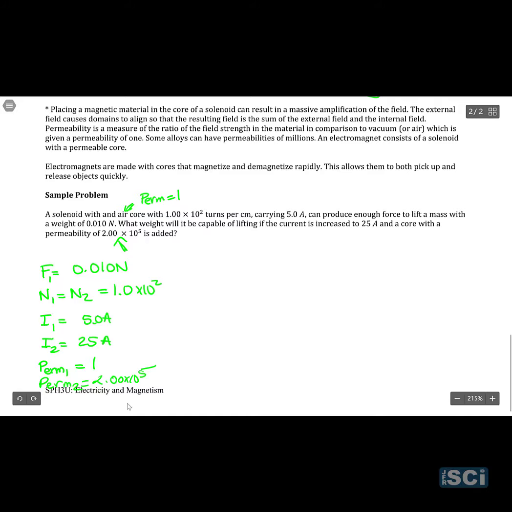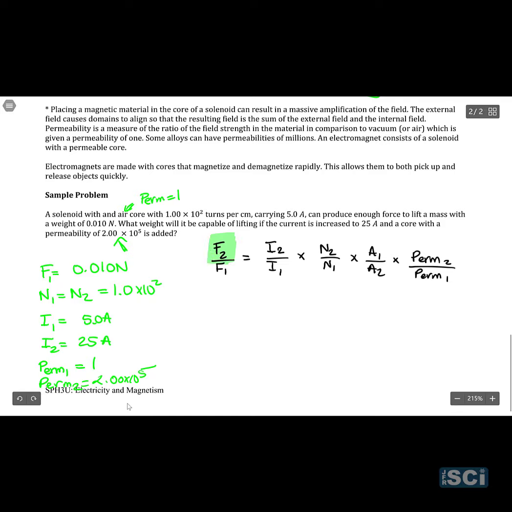Okay, so if we use that equation that we had at the top of the page here, we have that F2 divided by F1, the ratio of the 2 forces, is equal to the ratio of the currents, I2 divided by I1, multiplied by N2 divided by N1 times A1 divided by A2. Remember, it's inverted there because the magnetic field is inversely proportional to the area, multiplied by the permeability of 2 divided by the permeability of 1. And I'm looking for F2 here.